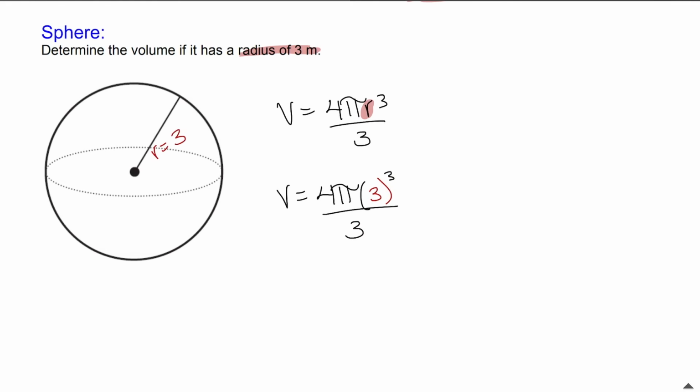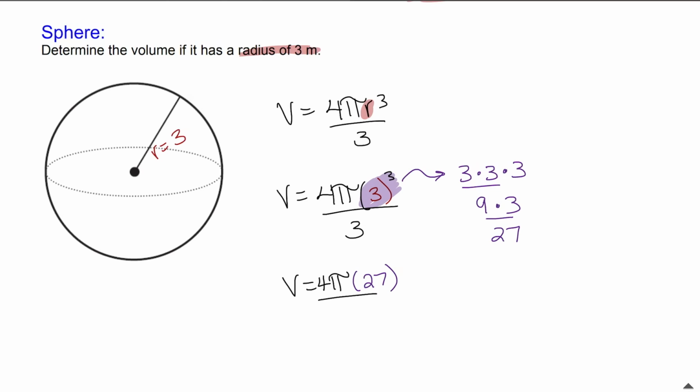Well, the next thing I need to do is determine what 3 to the third power is. And just a reminder, 3 to the third power does not mean 3 times 3. It means 3 times 3 times 3. It means multiply 3 by itself 3 times. So 3 times 3 is 9, and then 9 times 3 is 27. So here I'm going to replace this 3 to the third power right here, 3 to the power of 3, with 27, and then I'm going to divide that by 3.